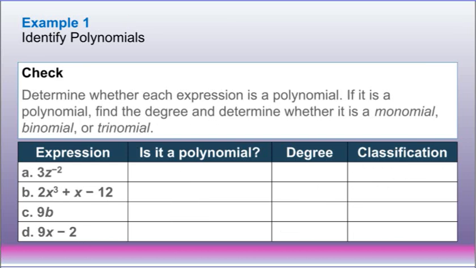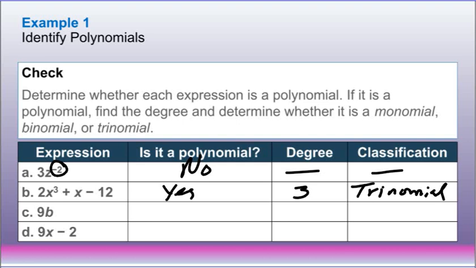And a couple other examples. Here I have a negative exponent, so is it a polynomial? No, so I don't have a degree or classification. Next, yes, this is a polynomial that has a degree of 3, and I have 3 terms, which would make it a trinomial. Letter C, yes, this is a polynomial. It has a degree of 1, and it's a monomial because I only have 1 term there. And the last one, yes, that is a polynomial. It has a degree of 1, and it's a binomial because I have 2 terms.